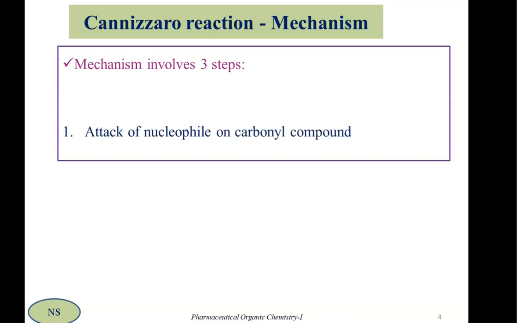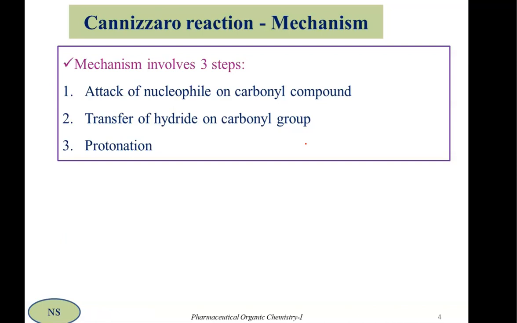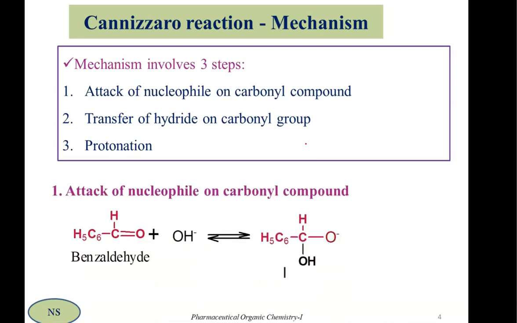Let us look into the reaction mechanism. The reaction mechanism involves 3 steps. First, 1 mole of aldehyde participates in the reaction, with sodium hydroxide or potassium hydroxide used as the basic medium, and the nucleophile attacks the carbonyl compound. In the second step, there is transfer of hydride onto the second mole of the carbonyl, which upon protonation gives the corresponding salt of the carboxylic acid and alcohol as the products.